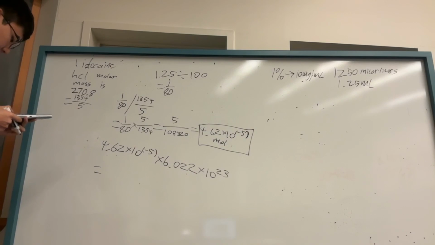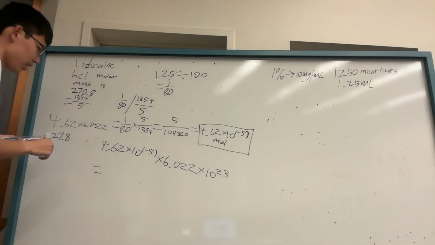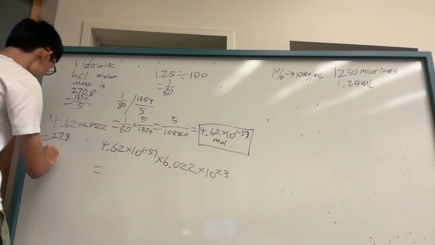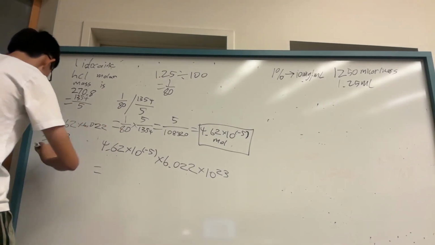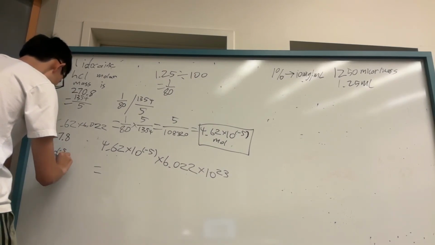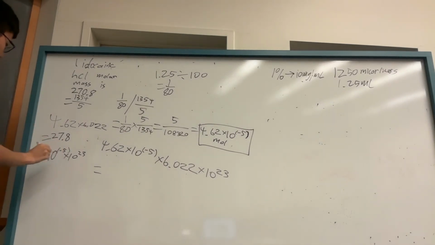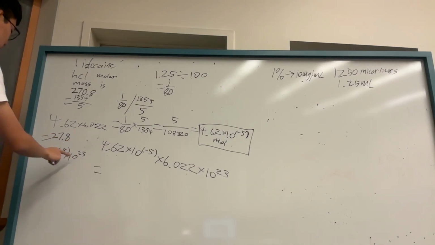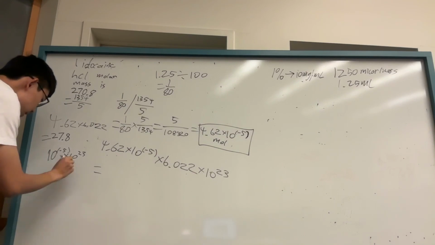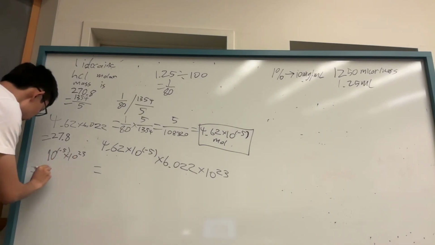4.62 times 6.022 is equal to 27.8. And as you all know, 10 to the negative fifths times 10 to the 23rd. When you multiply two numbers with the same base but different exponents, you add the exponents. 23 minus 5 is obviously just 18. So this is equal to 10 to the 18.